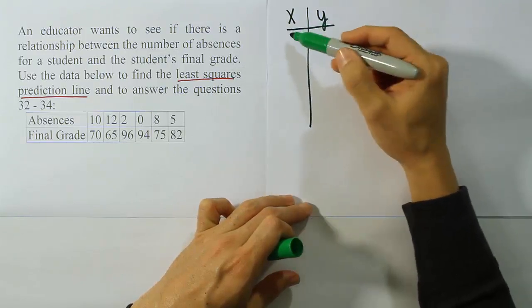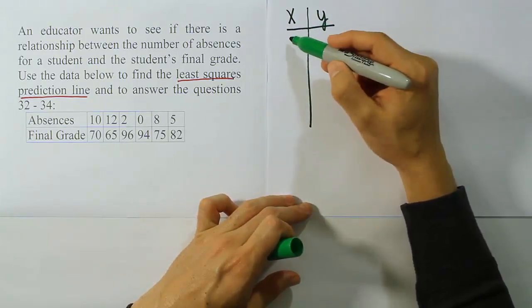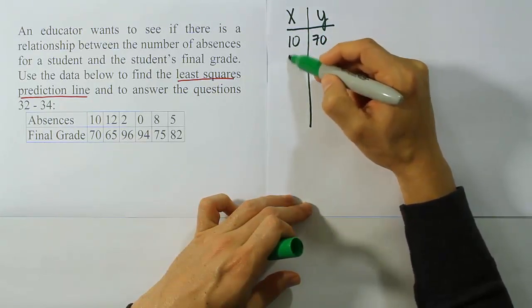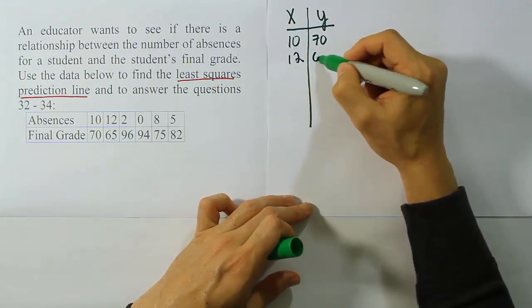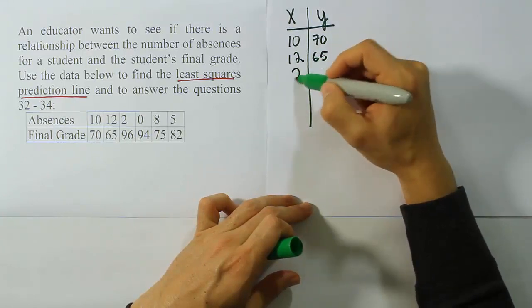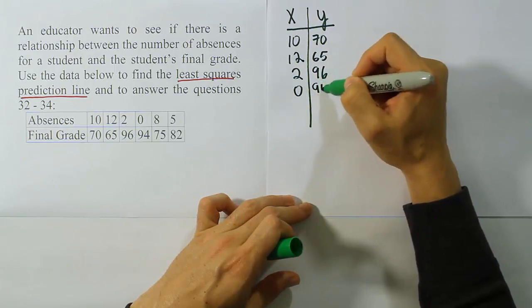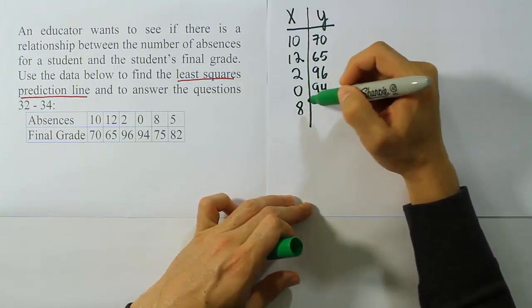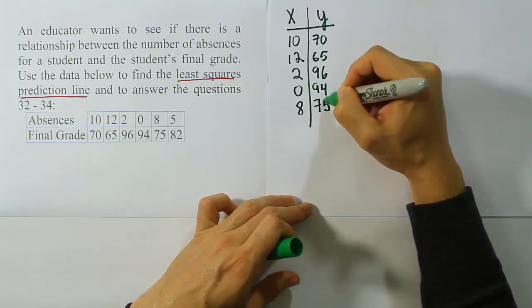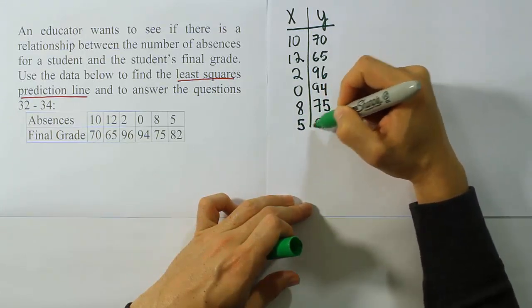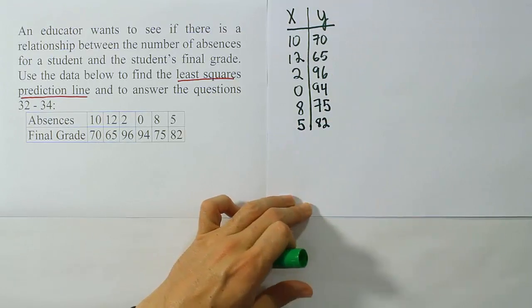Let's put these ordered pairs together in a column format. So we're going to do 10 and 70. We're keeping the pairs consistent, right? So it'll be 12 and 65, 2 and 96, 0 and 94, 8 and 75, and finally 5 and 82. All right, so there's our column of values.